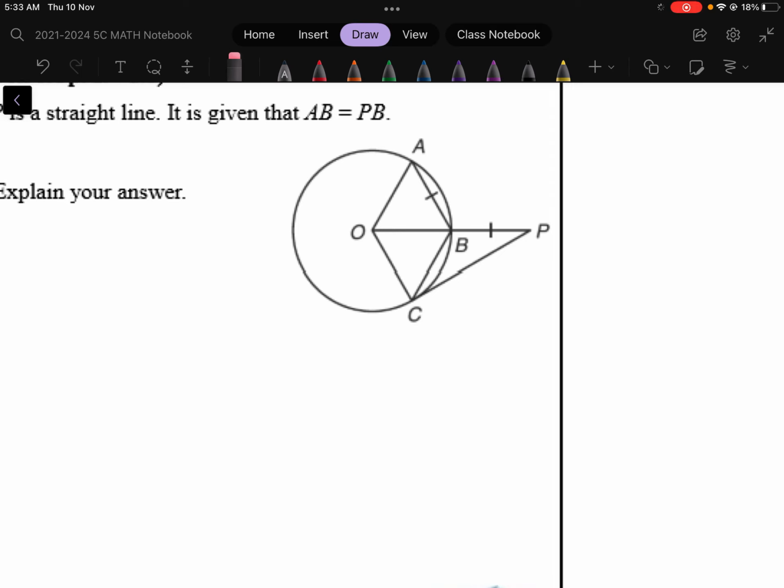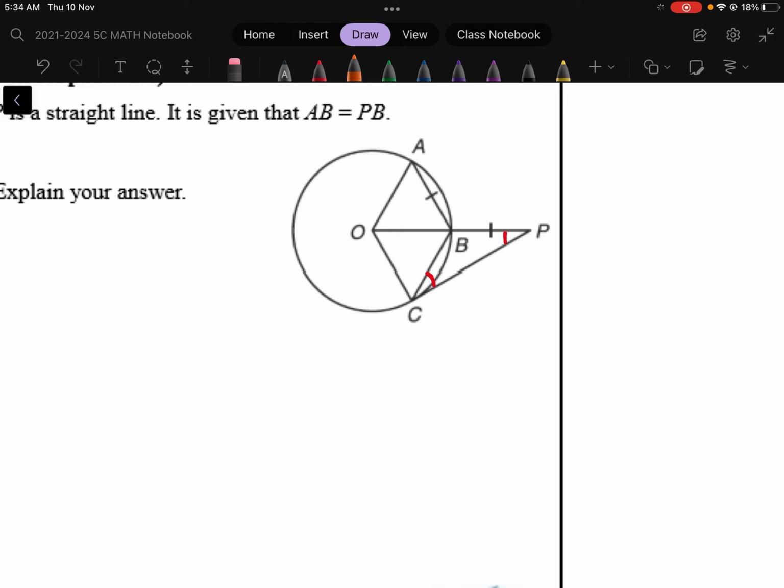Which two angles are we looking at? We are looking at angle BCP and angle BPC. So we want to show that these two angles are equal. So let's start with the rhombus.